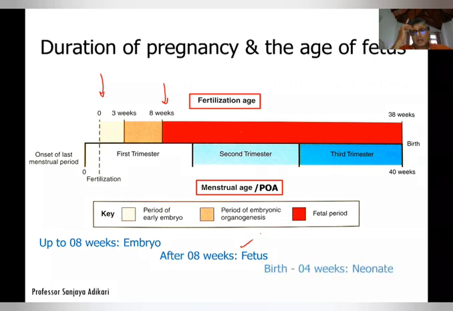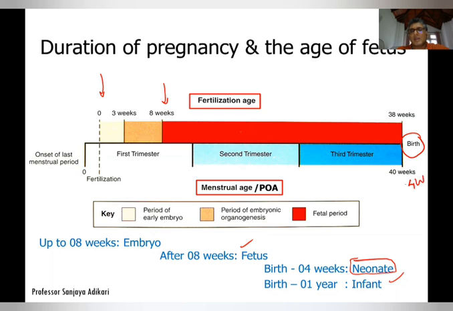Then there's another one. From the time of birth up to 1 year, the baby is called an infant. The first 4 weeks after birth you can give a special name: you can call it neonate. So the neonatal period falls into the infant period. The first month of infancy is called the neonatal period. So just know these terms. This is why you have neonatal units and all that, for the first 4 weeks.